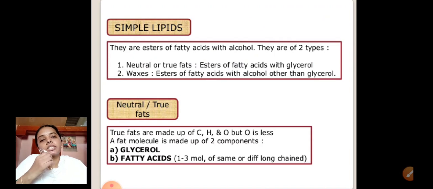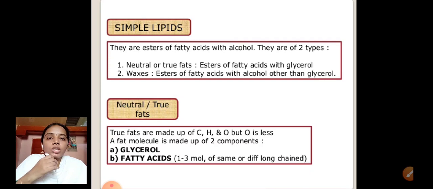The simple lipids are the esters of fatty acids with alcohol. They are of two types: neutral fats and waxes. The neutral fats are the esters of fatty acids with glycerol, whereas the waxes are the esters of fatty acids with alcohol other than glycerol. Neutral fats are the true fats. They are made up of C, H and O, but O is less in amount.